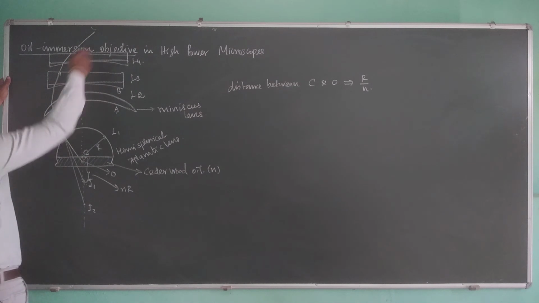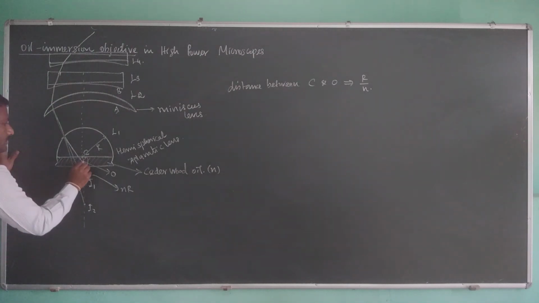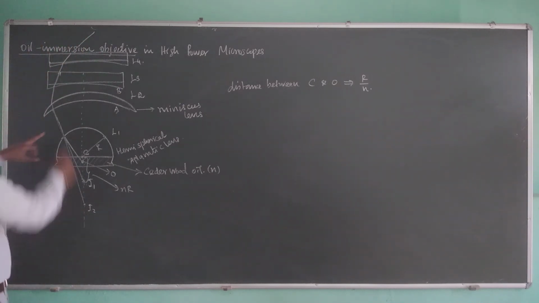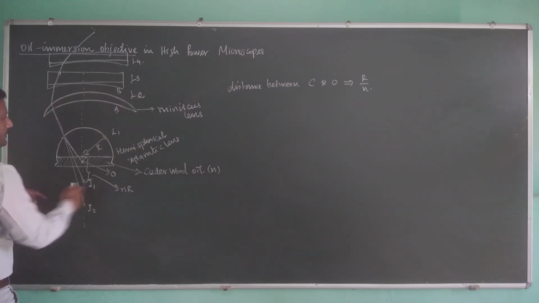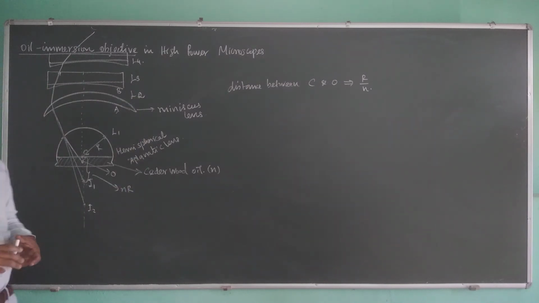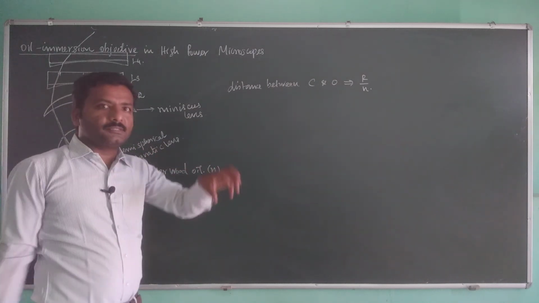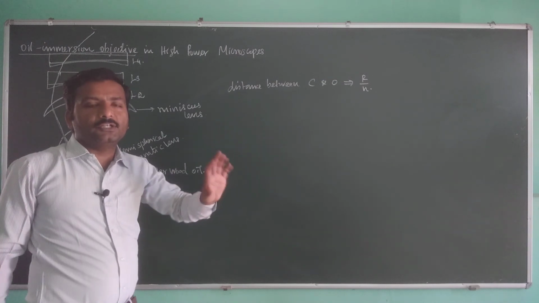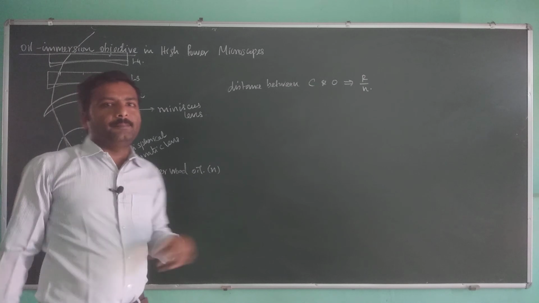Now with the help of another two lenses, the object that is to be magnified will get magnified at the eyepiece. So this two lens system is called an oil immersion objective. An objective is a lens which is placed very near to the object that is to be magnified through a microscope. So this is the application of the aplanatic lens.